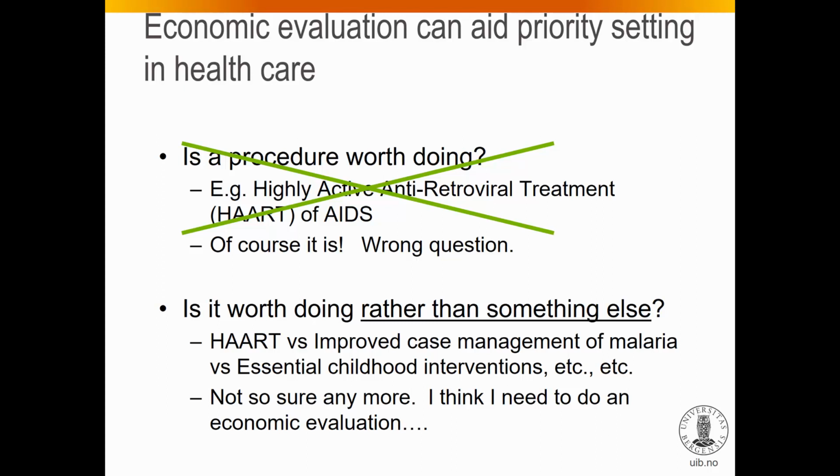Problem is, we have too little funds to do all we need, all we want to do. So whenever we choose to do something, we are choosing to not do something else. So the real question is, should we do AIDS treatment, or should we instead do malaria management or essential childhood intervention? And now I'm not so sure anymore, and we need to do a more formal assessment, for example using an economic evaluation.